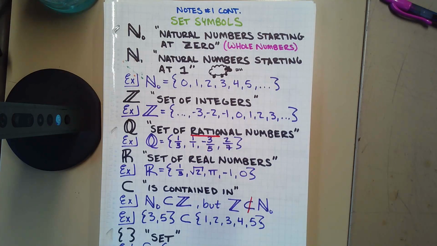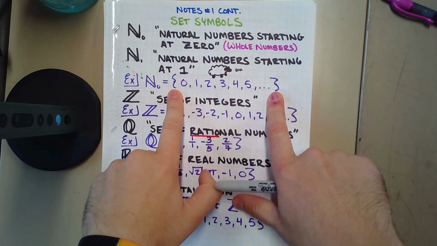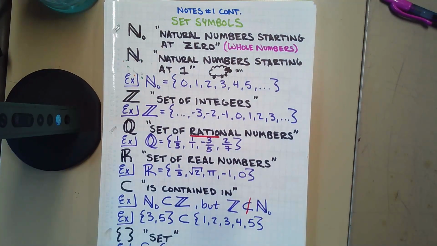Okay? An example. Here's a set of natural numbers. Those curvy brackets mean that's a group or a set. So here's the set of whole numbers, really, because it has a 0, right? So 0, 1, 2, 3, 4, 5, 6, 7, and on and on and on.